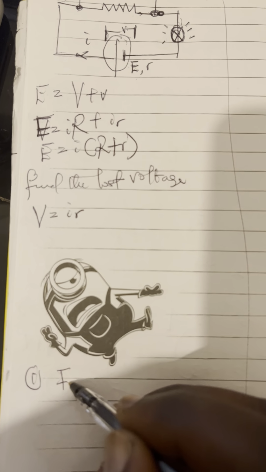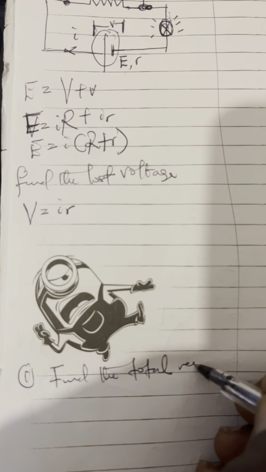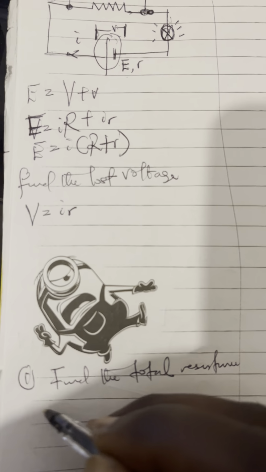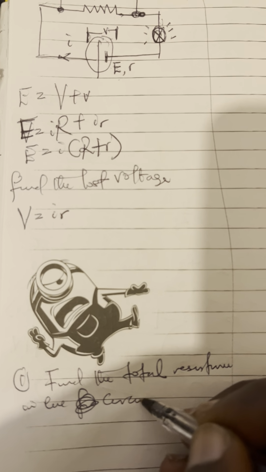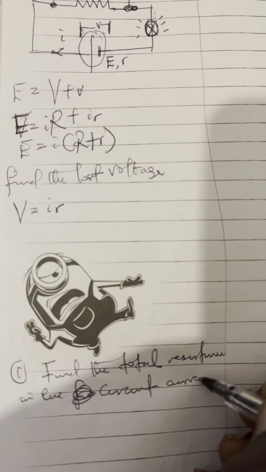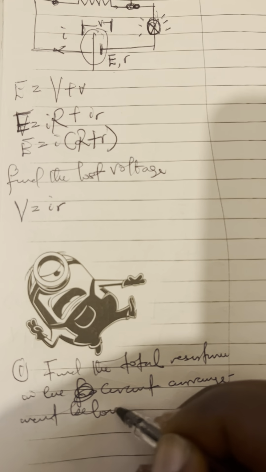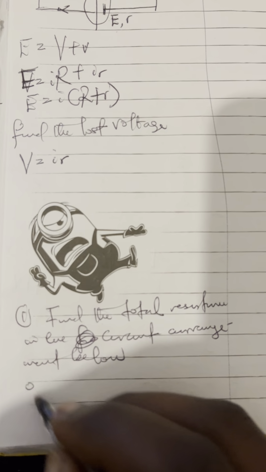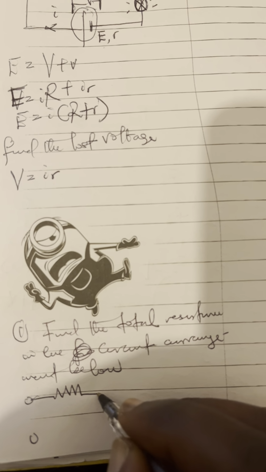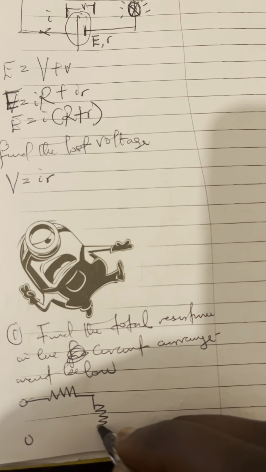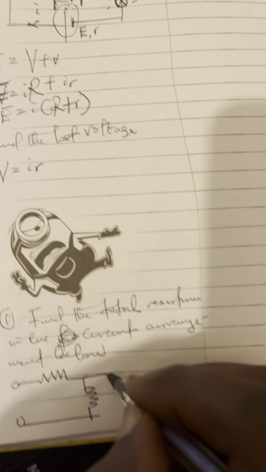Say, find the total resistance in the circuit arrangement below. Let's find the total resistance. Let me draw it. So we have this, you have this, then you have another one here.